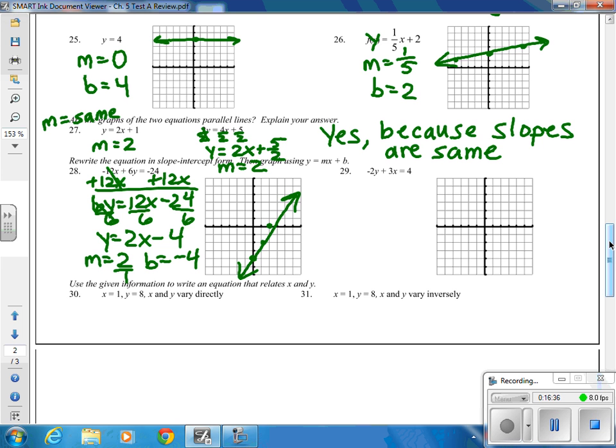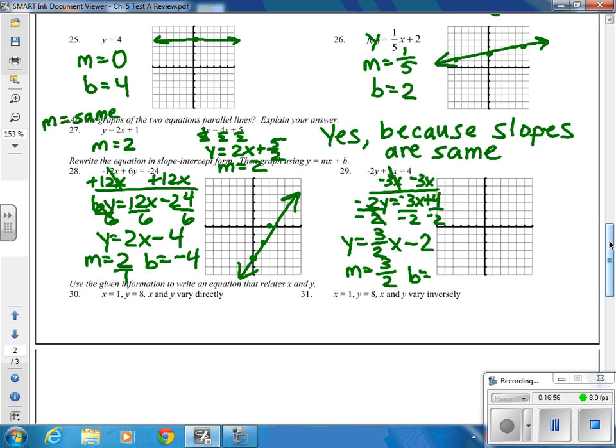All right, for number 29, you want to subtract 3x. You get negative 2y equals negative 3x plus 4. Divide everybody by negative 2. You get y equals positive 3 over 2 x minus 2. So your m is 3 over 2. And your b is negative 2. Start at negative 2 on the y-axis, rise 3, run 2. So up 3, right 2, up 3, right 2, and connect.